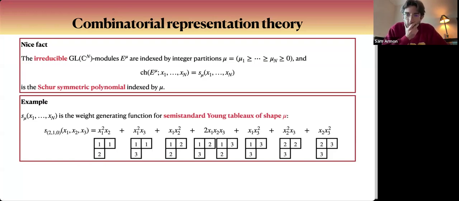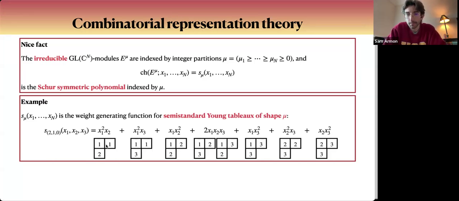And then I consider all the ways I can put numbers into these boxes in such a way that the numbers weakly increase along rows, so I'm allowed repeats in the rows, and strictly increase along columns. So I'm not allowed to have two 1s in the first column, for instance. So I consider all the possible ways I can do that with the numbers 1, 2, and 3. These are called semi-standard Young tableaux: weakly increasing along rows, strictly increasing along columns.